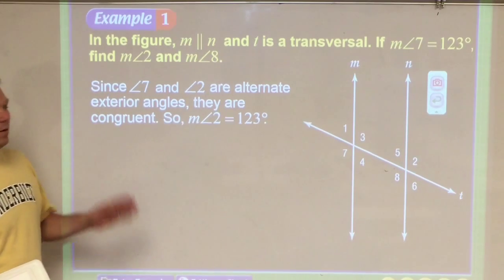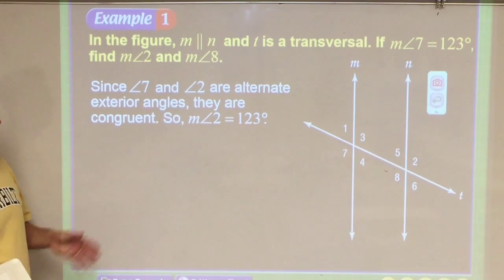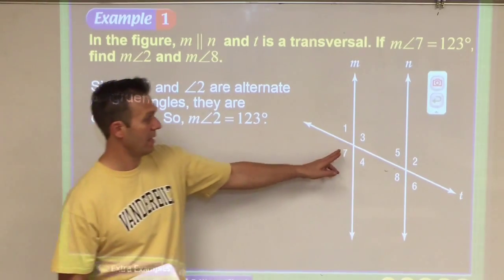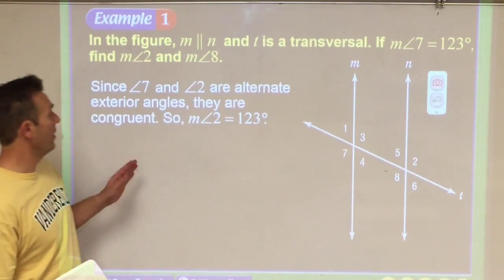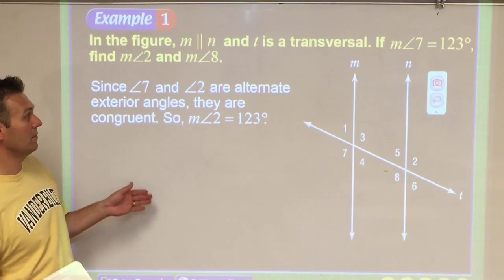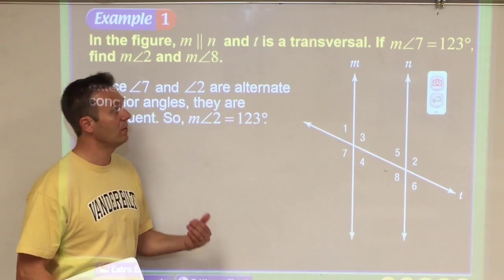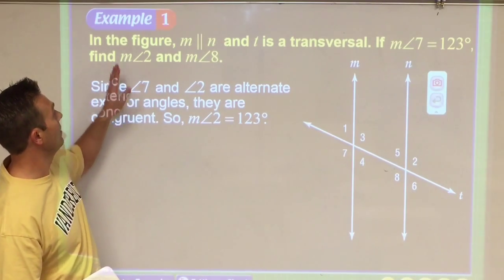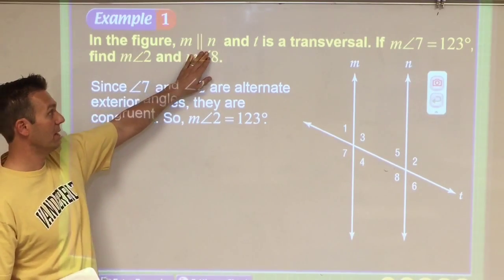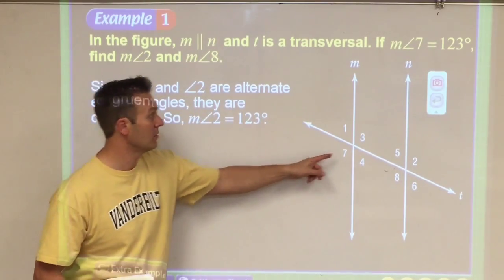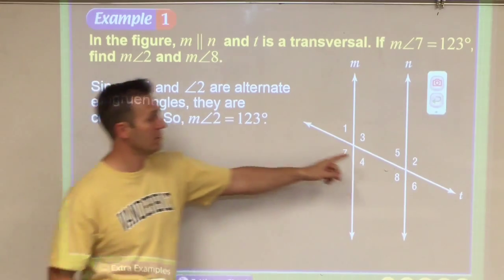So we're going to learn a couple of different types of angles, angle 7 and angle 2. So here's angle 7 and here angle 2. They are called alternate exterior angles, okay? And they are congruent, meaning they both equal the same amount. It says here in the figure, M is parallel to N and T is a transversal. So if angle 7 is 123, they want to know what angle 2 is.